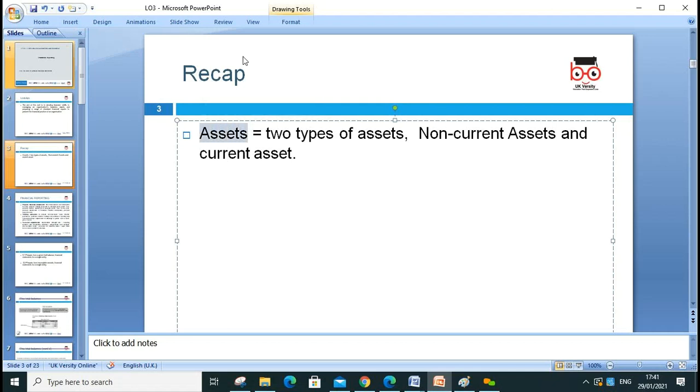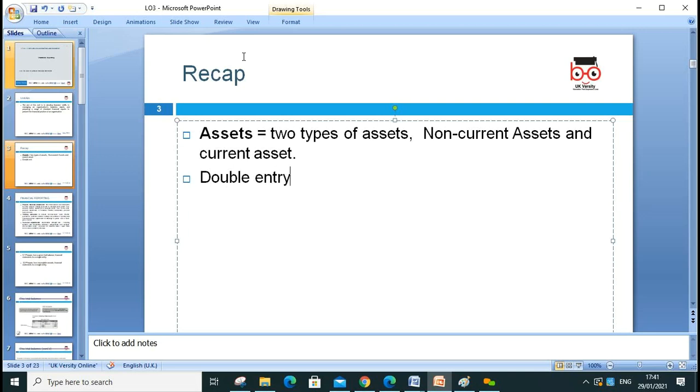We learned that capital equals assets plus liability. Okay, we learned about double entry. We discussed debit and credit rules. Debit and credit.